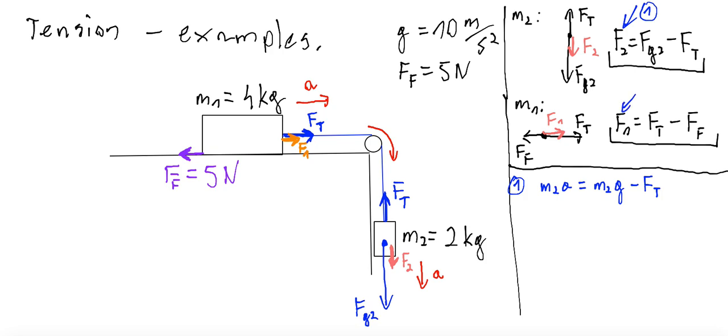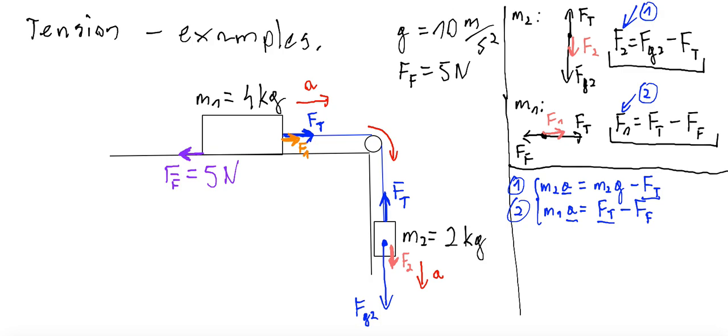And now equation number 2 can be written as F1, which is m1 times acceleration, equals Ft, the tension, minus the frictional force. So we have two equations with two unknowns. A is unknown and Ft is unknown. The main task is to find A, so I'm going to put in numbers.